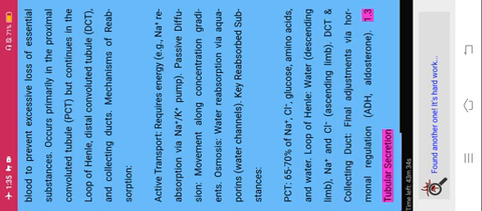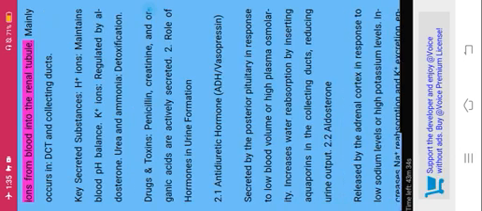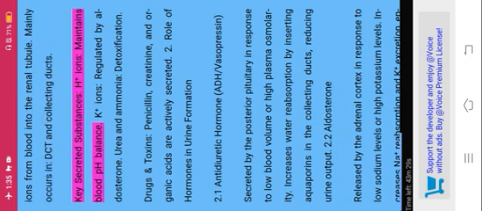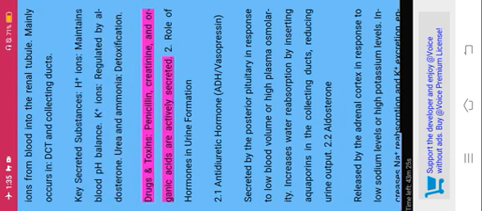1.3 Tubular secretion. Active transport of waste products and excess ions from blood into the renal tubule. Mainly occurs in the DCT and collecting ducts. Key secreted substances: H ions, maintaining blood pH balance. K ions, regulated by aldosterone. Urea and ammonia, detoxification. Drugs and toxins, penicillin, creatinine, and organic acids are actively secreted.